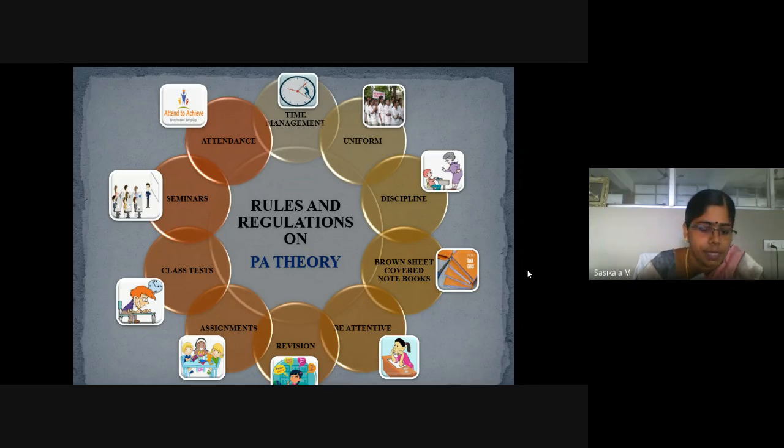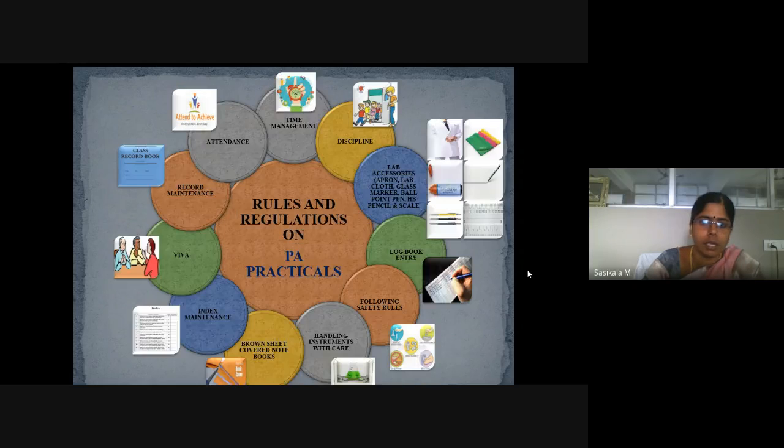So prefer printed assignments, like document format submission. The class test will be through online means, an MCQ class test. In offline mode you will have it according to the university pattern. Okay, this is about theory. Now the rules and regulations for practicals: first is time management, like theory class.